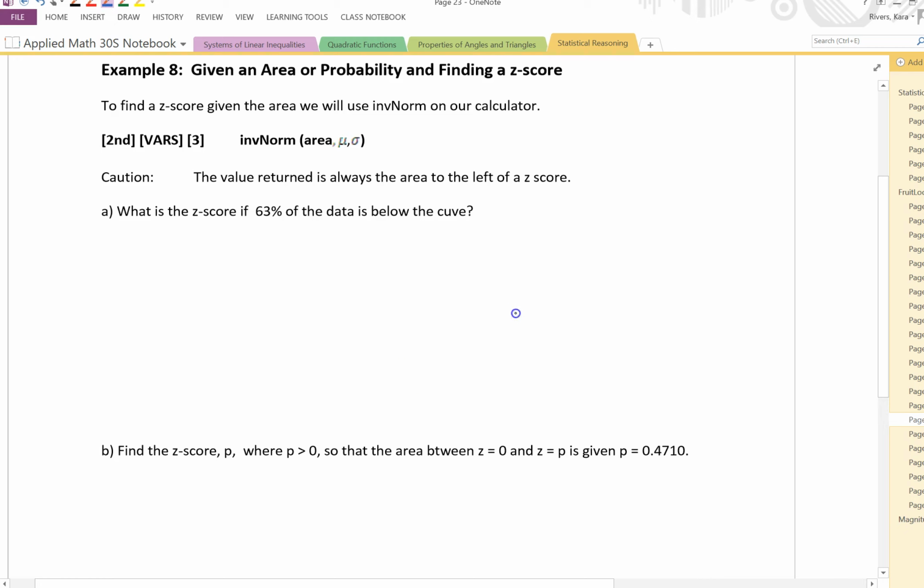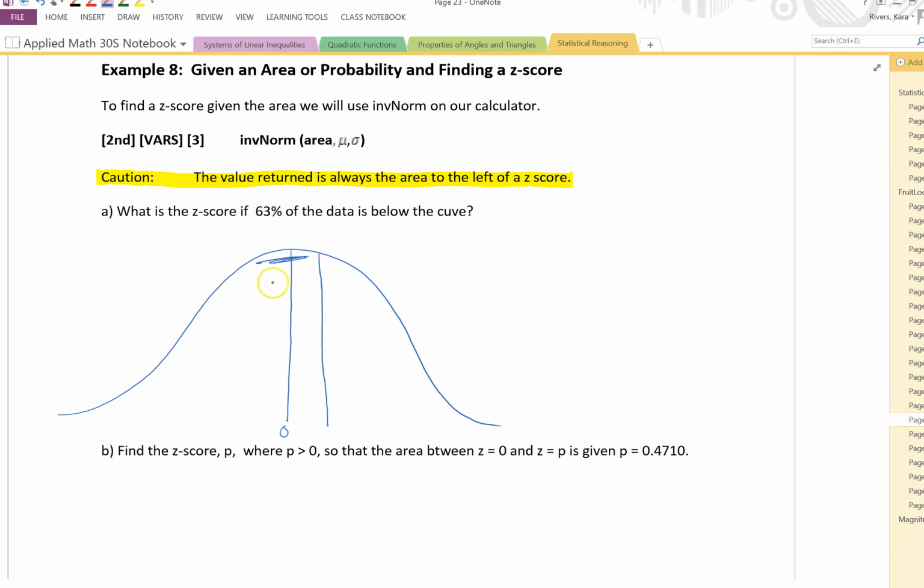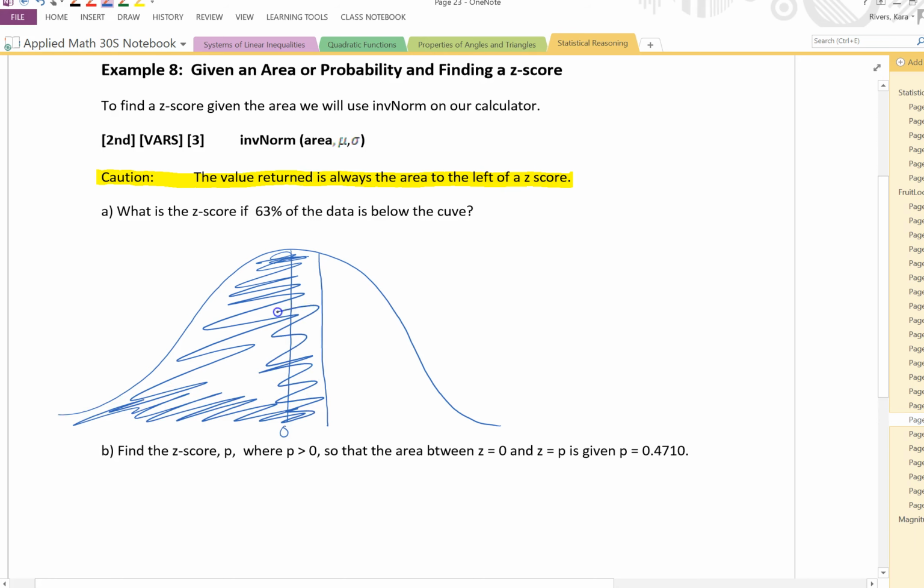So there's this caution here. It says, caution, the value returned is always the area to the left of a z-score. So that's very, very important. When we say the area, that's always the area to the left. If I were to draw this, we know that this is 50%, so a little bit further than 50%, if this is a z-score of 0, we would anticipate it would be somewhere around this region. So we can shade everything to the left.